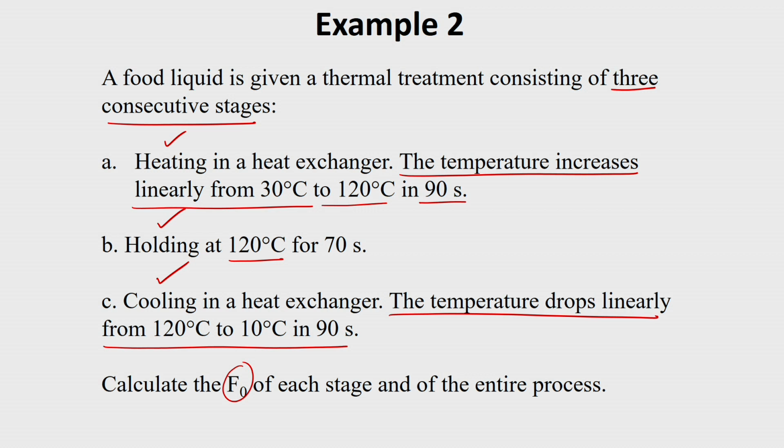Here the word linearly is important, because the temperature changes from 30 to 120 degrees linearly. The same way in the cooling, it decreases from 120 to 10 degrees centigrade. So first we need to calculate F naught for each process, then combine them together and calculate the total F naught needed for the process. The first one is the heating stage.